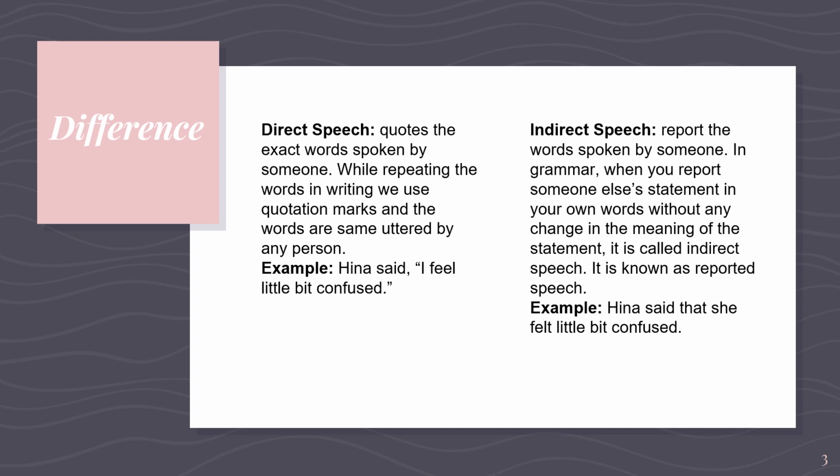Now, what is indirect speech? When someone has said something, but you have changed the words, but the meaning is the same. You have used your own words to convey the same meaning. That is called indirect speech. For example, Hina said that she felt a little bit confused. Now you can see in the first example, Hina said, comma is there, and the uttered words or spoken words are written using quotation marks, but in indirect speech there is no quotation mark, and we have removed the quotation marks and we have added that.